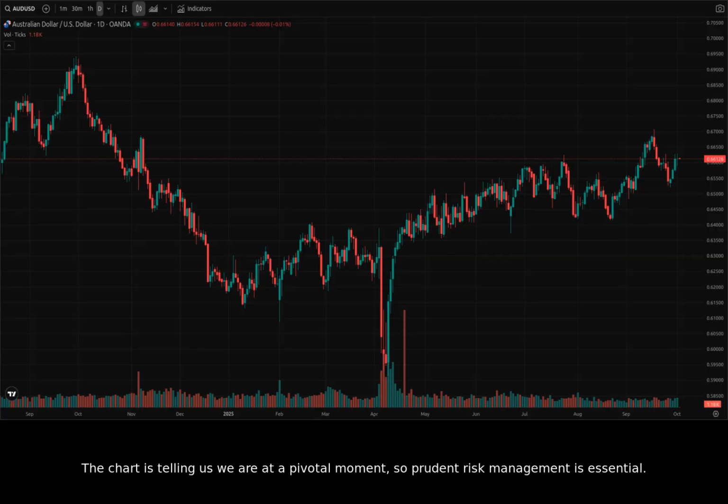The chart is telling us we are at a pivotal moment, so prudent risk management is essential. Always wait for confirmation before entering a trade, whether it's a break of resistance or a breakdown of support. That wraps up our analysis of AUDUSD for today.